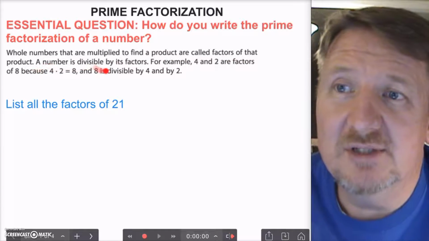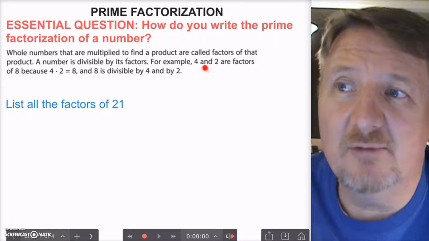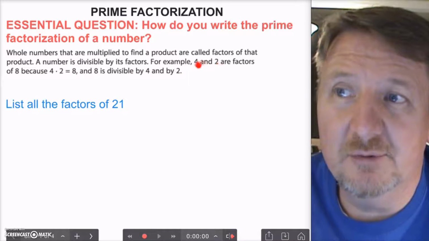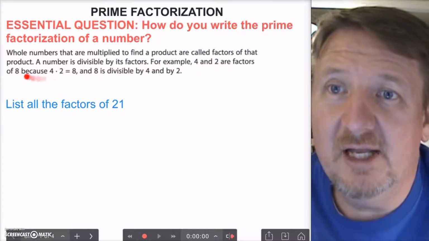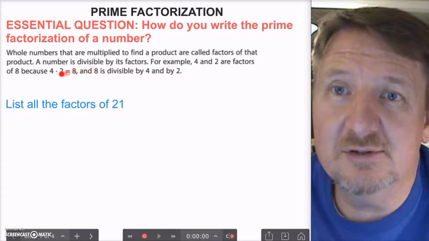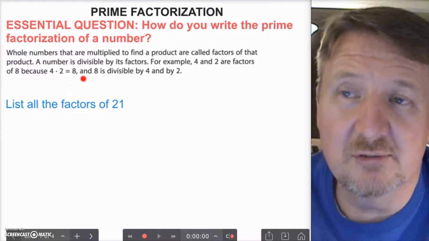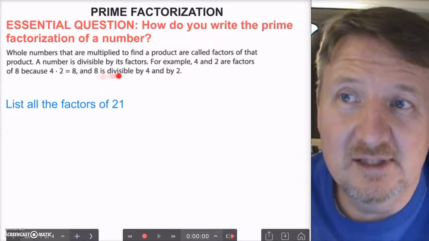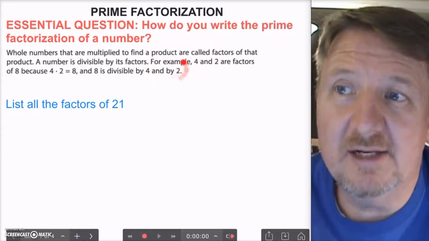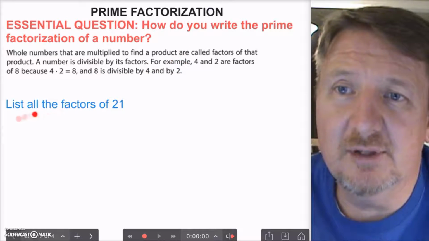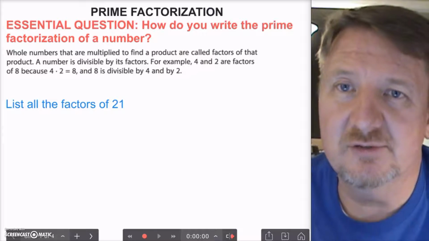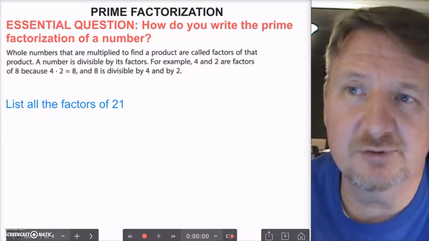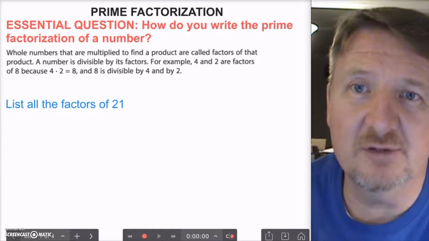So it says a number is divisible by these factors. For example, 4 and 2, all right? If you multiply 4 and 2 together, they're 8. So 4 and 2 are factors of 8, because 4 times 2 equals 8. And 8 is divisible by both 4 and 2. Okay, so the first thing I want to do is I want us just to list all the factors of 21. Okay, that's the first question in the video. List the factors of 21.